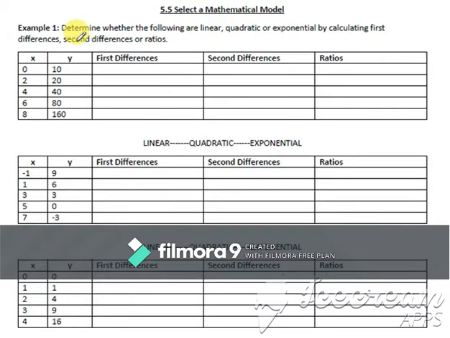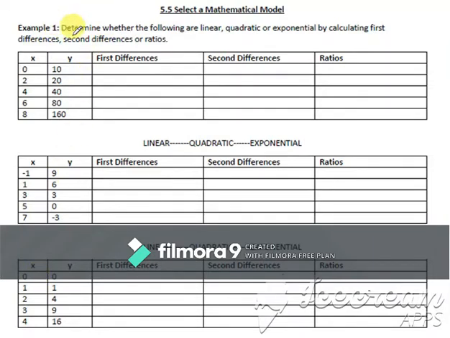Okay, 5.5, select a mathematical model. So one of the ways that we can decide whether we're dealing with a linear, quadratic, or exponential function is through first differences, second differences, and ratios. Okay, so I give you one of each example here.